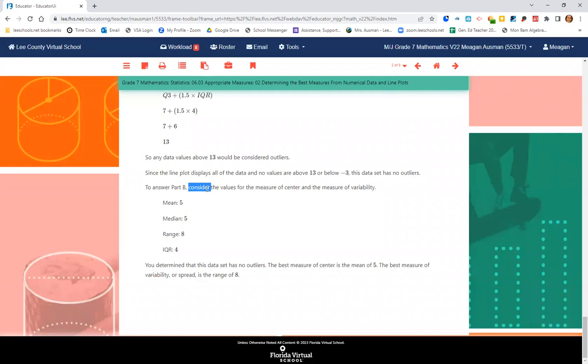To answer part B, we're going to use those numbers to find the mean, the median, the range, and the IQR. So since there's no outlier, the best measure of center would be the mean. The best measure of variability would be the range.